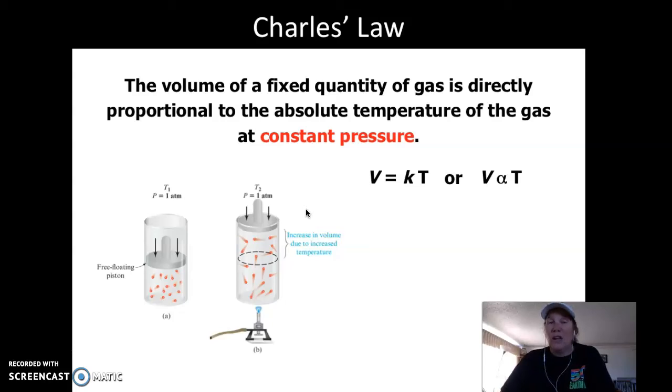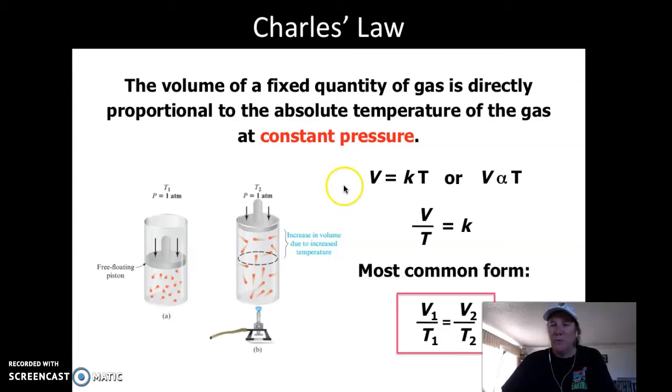So Charles' law is directly proportional. When one increases, the other increases. When one decreases, the other one decreases, okay? Here's the formula for it. The volume of the first one divided by the temperature of the first one equals the volume of the second divided by the temperature of the second. When you're looking for V2, then I would just take T2 and put it over here. Whichever one you're looking for, you can just manipulate this formula to find your answer.